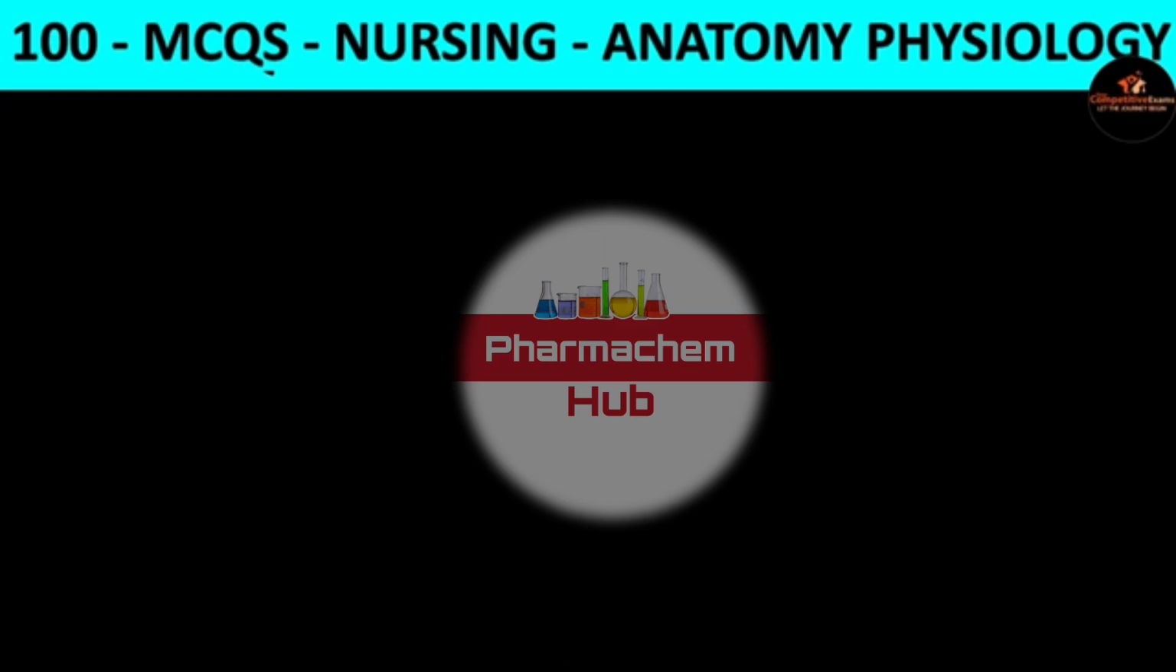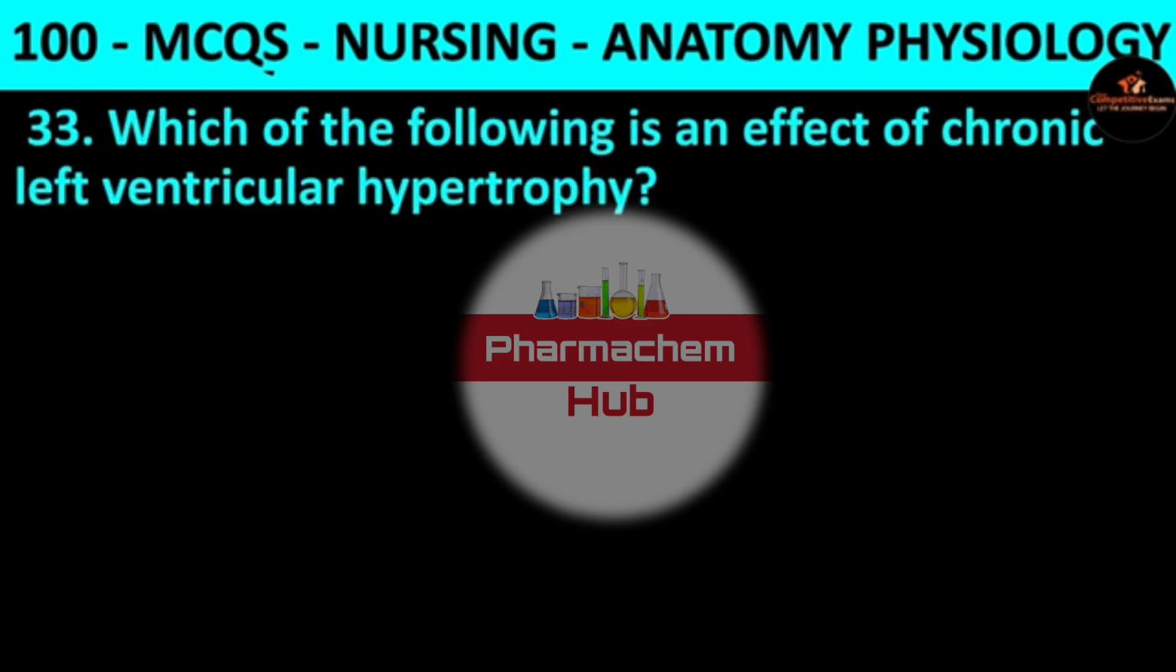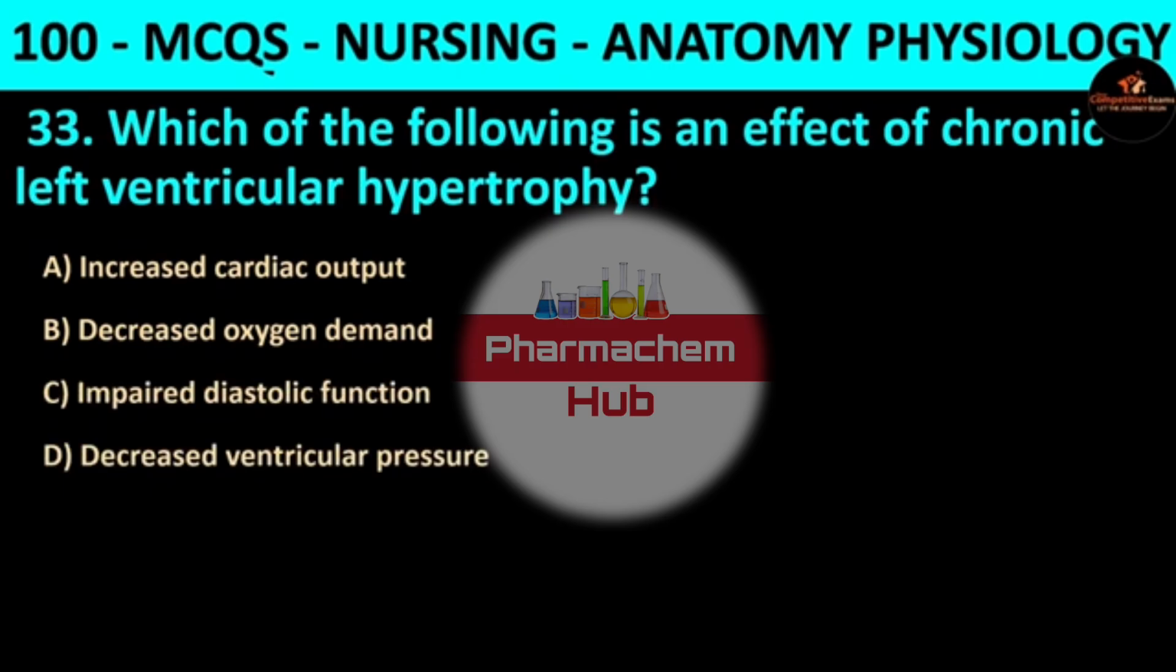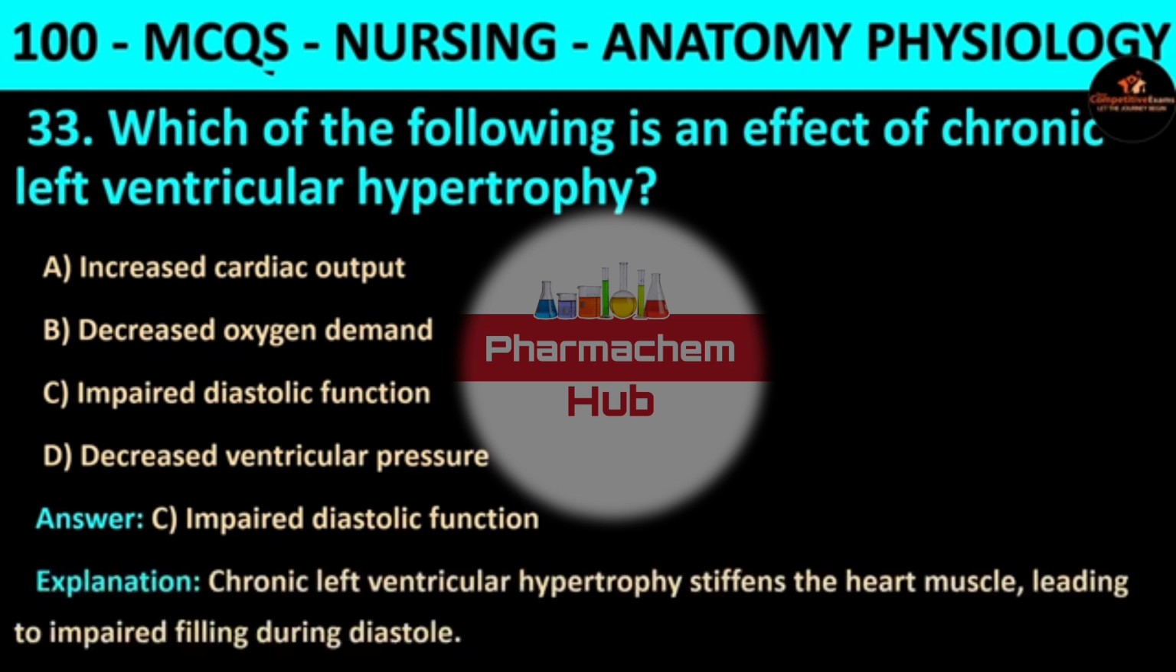Question number 33. Which of the following is an effect of chronic left ventricular hypertrophy? Your options are increased cardiac output, decreased oxygen demand, impaired diastolic function, or decreased ventricular pressure. The correct answer is C, that is impaired diastolic function. The chronic left ventricular hypertrophy stiffens the heart muscle, leading to impaired filling during diastole.